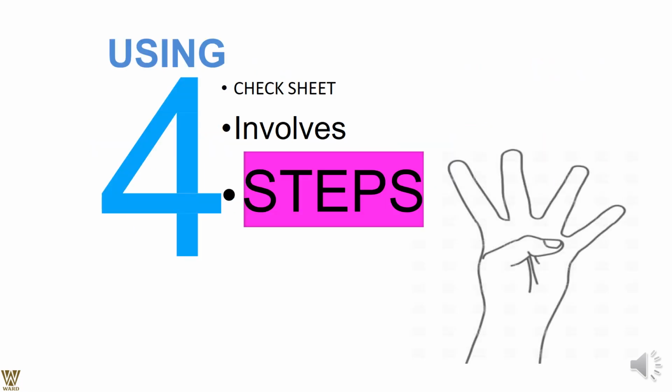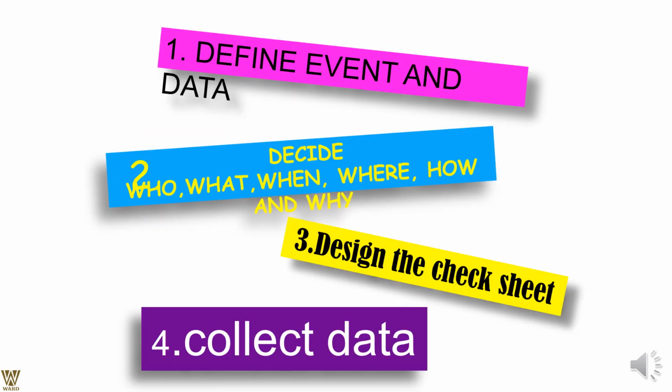Then coming to the check sheets, the steps and the involvements, there are only four methods around it, as mentioned in my figure. There are four check sheets, four involvements, that need to be followed. What are they? Define the event, if possible define the data, then decide on the questions of who, what, when, where, how, and why. And this will easily point out your problem areas, or whose lacuna it is, whose fault it is.